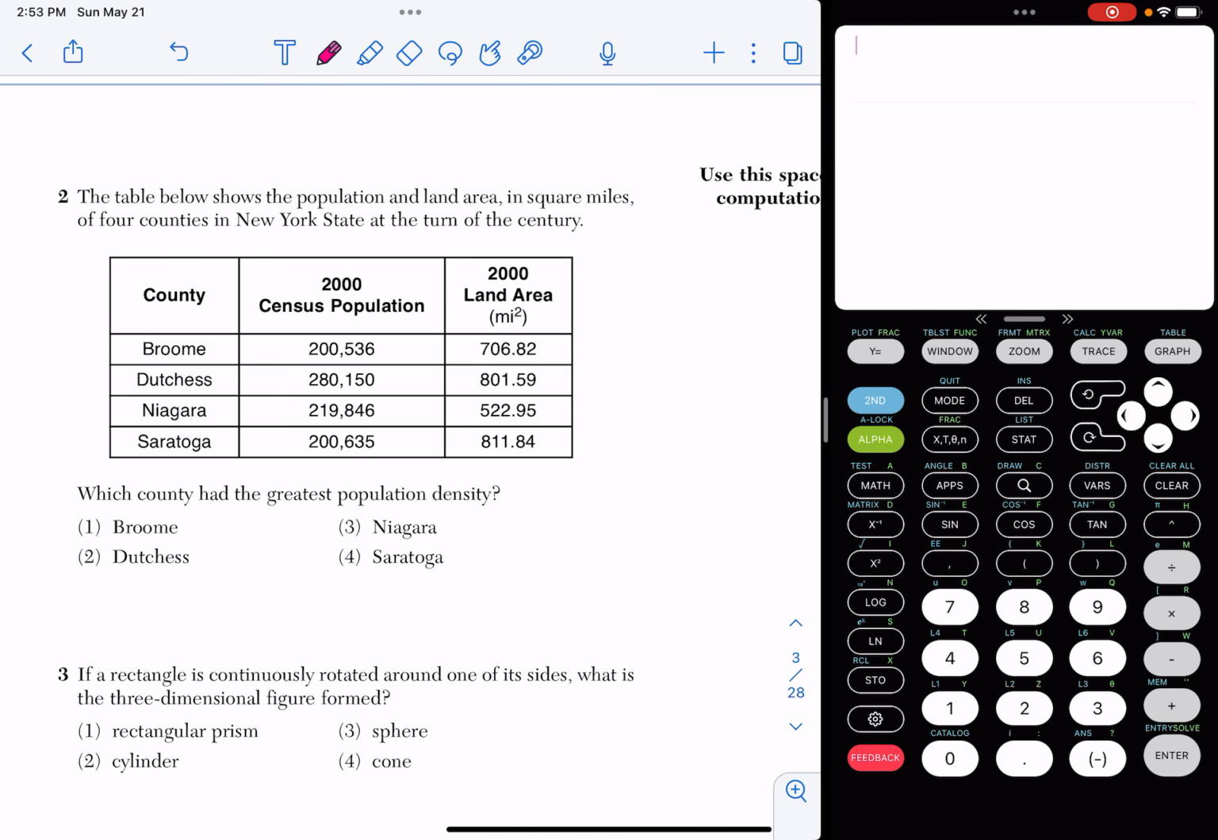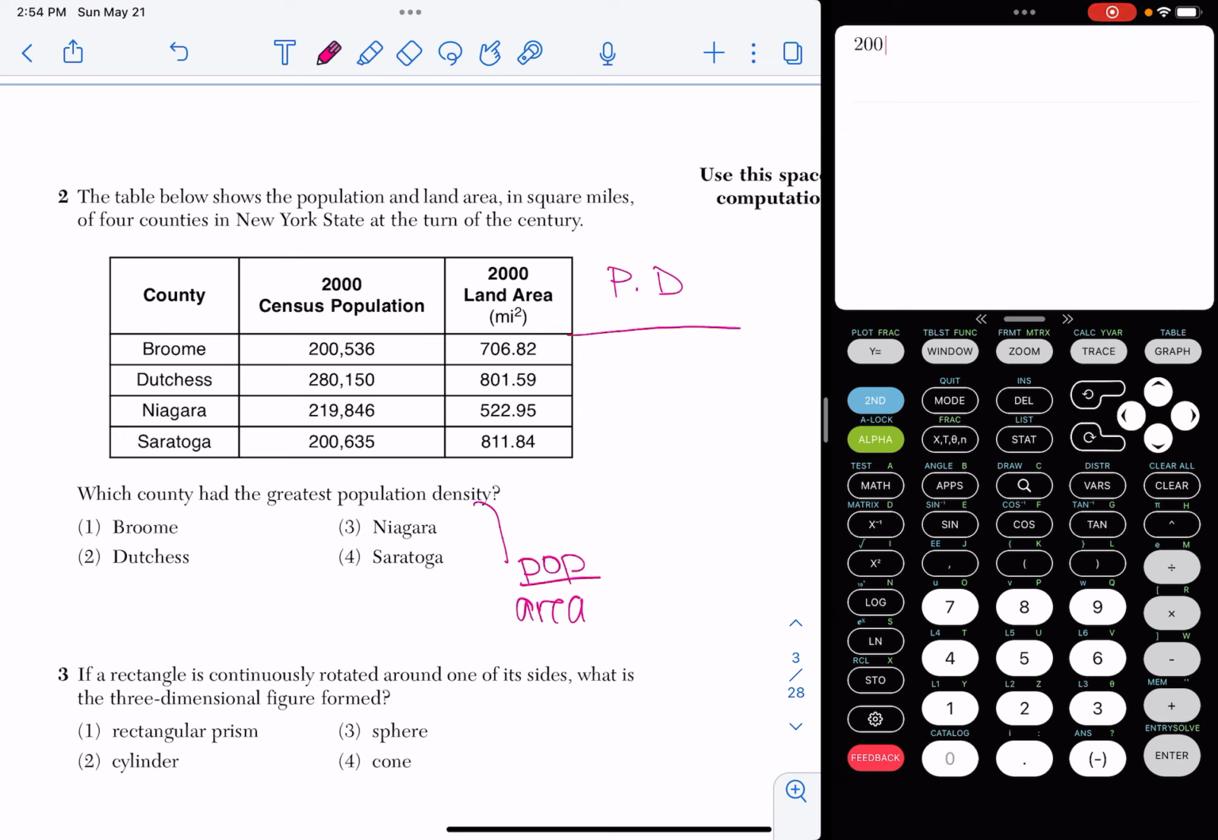Number 2, the table below shows the population and land area in square miles of 4 counties in New York State at the turn of the century. Which county had the greatest population density? So that formula for population density is just the population divided by the area. And so what I'm going to actually do is create a fourth column here and calculate these population densities.